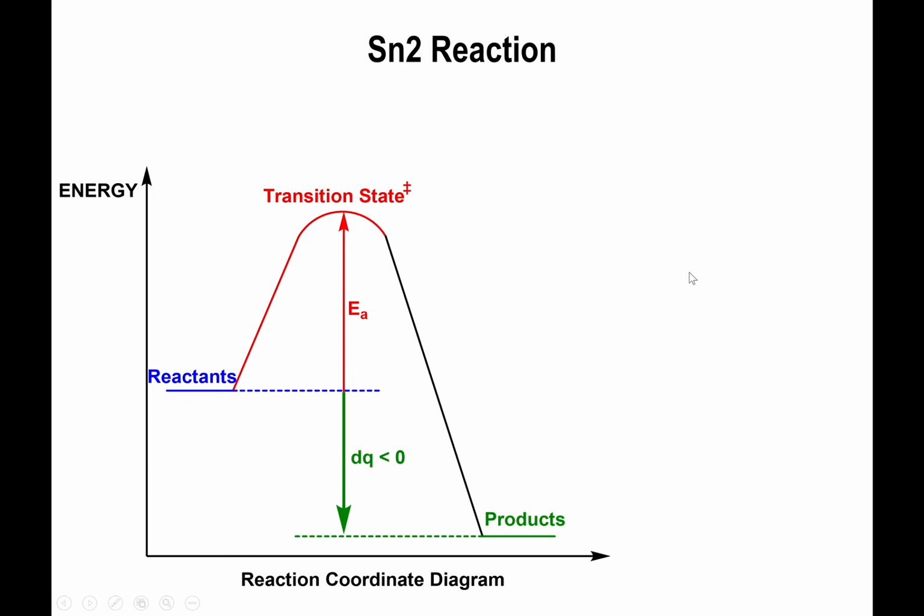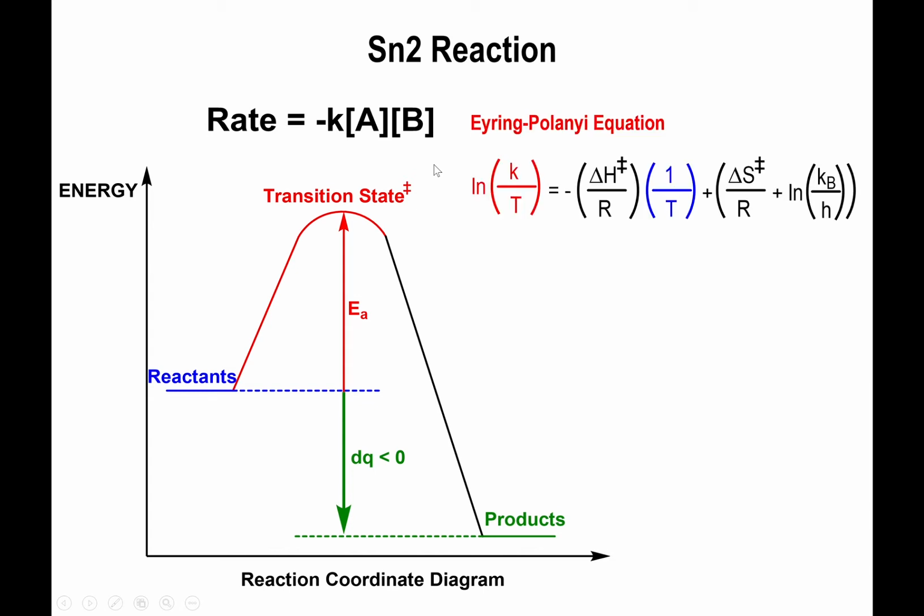So when someone does a reaction, like an Sn2 reaction, where you have two reactants, what we find out is that both reactants play a role in the kinetics of the reaction. So the rate law is given by negative K times the concentration of reactant 1 times the concentration of reactant 2, both to the first power. But collectively, this is a bimolecular reaction. The other experimental observation is that the delta S double dagger term is negative in an Sn2 reaction.